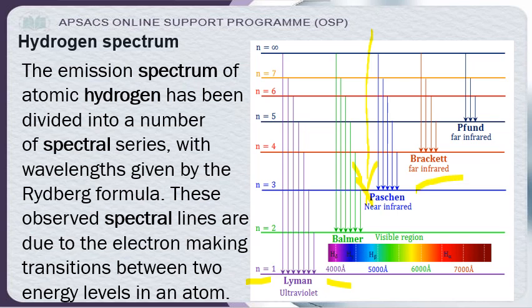Then the Brackett series, you can see there, every time the electron has to jump back from the higher energy level to the fourth shell, and in the Pfund series it has to come to the fifth shell.